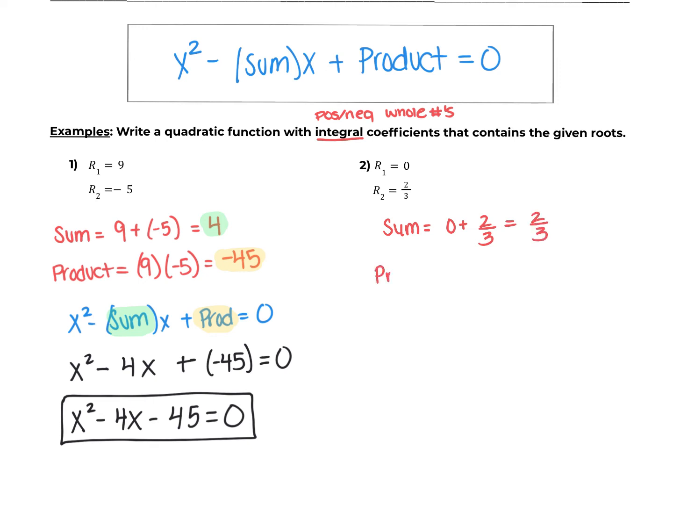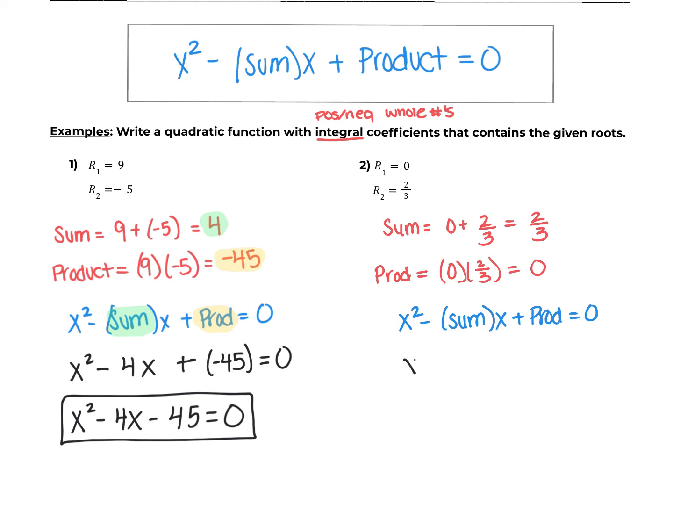And then the product means to multiply. So we're going to do 0 times 2/3. And 0 times anything is 0. So the process is the same. You just might not like your answers, right? They're a fraction, there's a 0, but let's just do it the same way. So it's x squared minus the sum x plus the product equals 0. Let's plug in what we know.